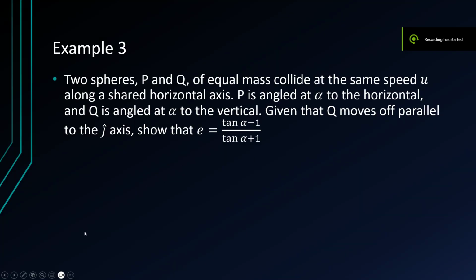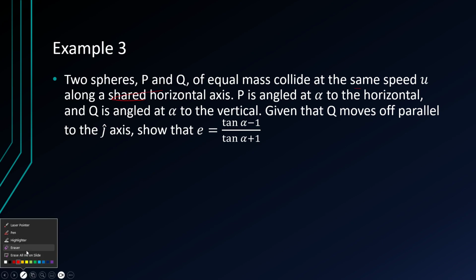So here's a third example, which is actually slightly trickier than others. So this is maybe an exam style question. Two spheres P and Q of equal mass collide at the same speed u along a shared horizontal axis. P is angled at alpha to the horizontal, and Q is angled at alpha to the vertical. Given that Q moves off parallel to the j-axis, show that e equals (tan alpha minus 1) over (tan alpha plus 1).